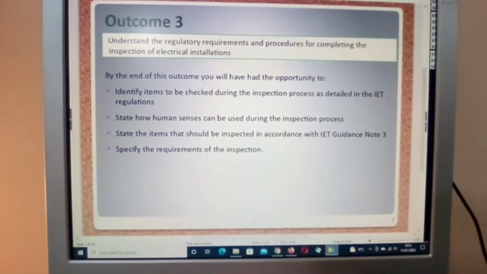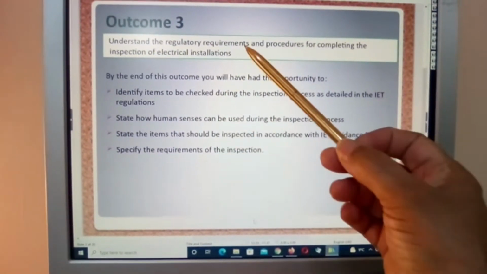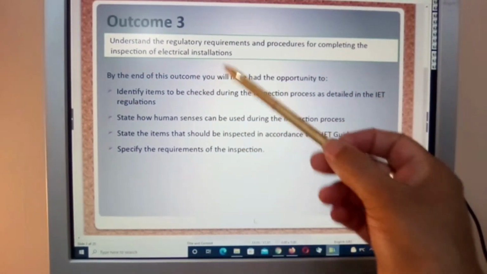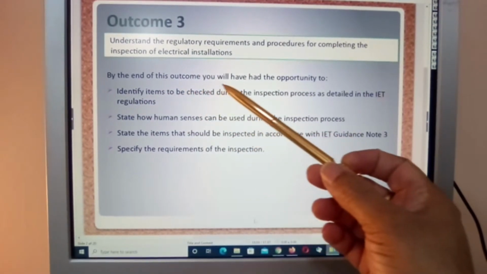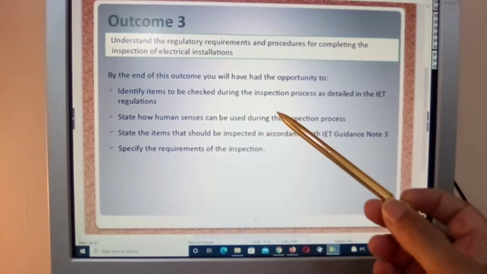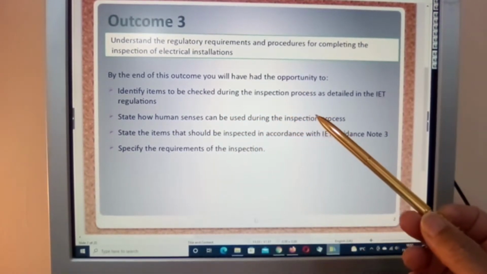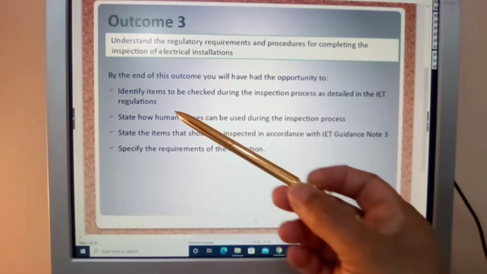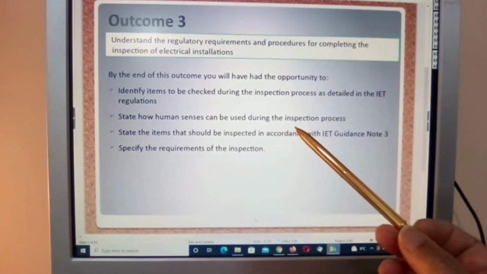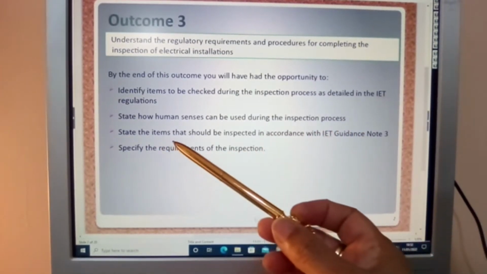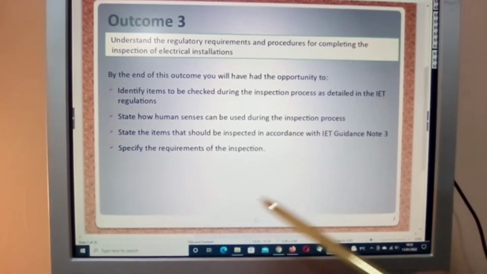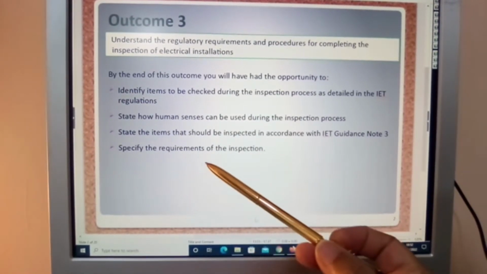Now, outcome 3: understand the regulatory requirements and procedures for completing the inspection of electrical installations. By the end of this outcome, you will have had the opportunity to identify items to be checked during the inspection process, as detailed in the IET regulations, state how human senses can be used during the inspection process, state the items that should be inspected in accordance with IET Guidance Note 3, and specify the requirements of the inspection.